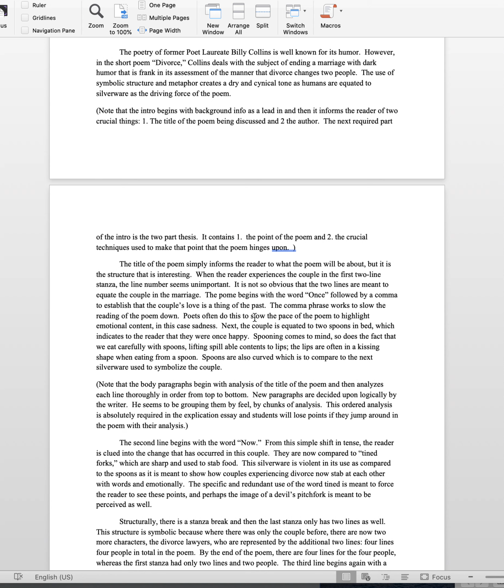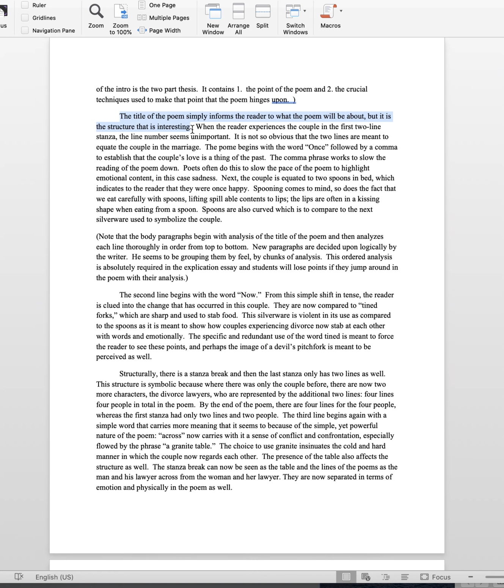The first line lets us know that Billy Collins is known for his humor. That's how it relates to the poem. But in this poem, it's very dark humor. So in that second sentence, I give you what the subject of the poem is, the title of the poem, and a summary of it. The last sentence is a thesis that talks about the point of the poem and the main techniques being used. Okay, so if you'll notice in my first body paragraph here, I go straight into the title.